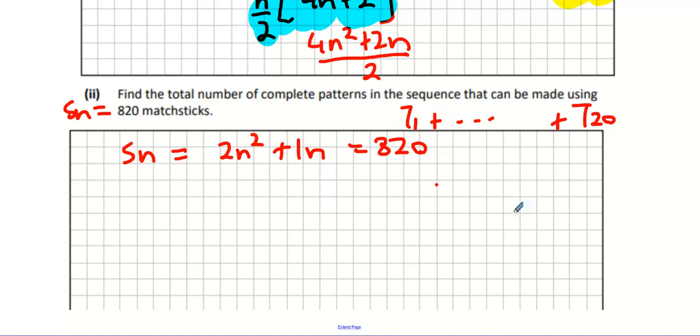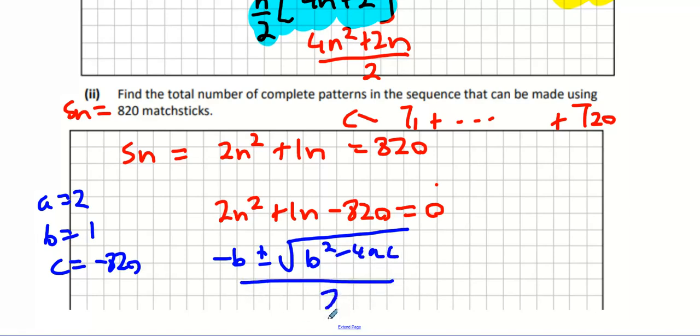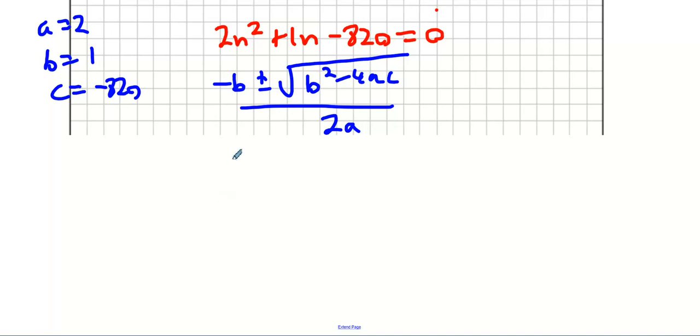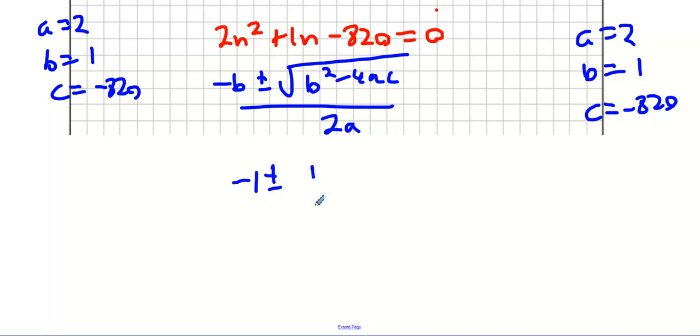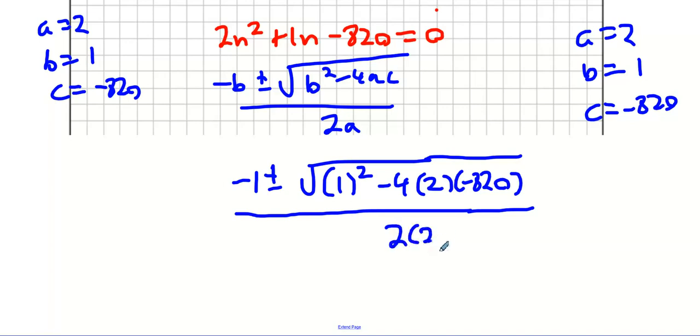Now, we already know the answer is 20, so what we're going to do is bring this over to your side, and we're going to get 2n squared plus 1n minus 820. We're going to do the minus b formula. We're going to do a equals 2, b equals 1, c equals minus 820. Going to write down the minus b formula like so, and therefore we're going to jump in and do these questions. So minus b is going to be minus 1, so a is 2, b is 1, c is minus 820, and we're going to do minus b plus or minus the square root of b squared, which is 1 squared minus 4 times a times c, all over 2 times a, which is 2 times 2.